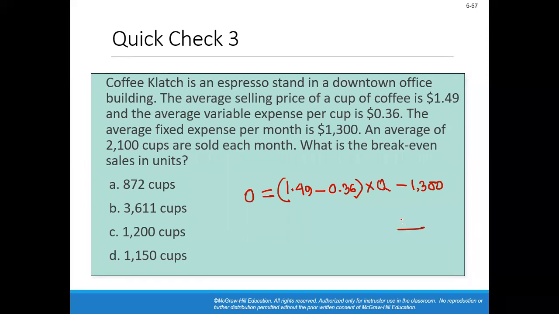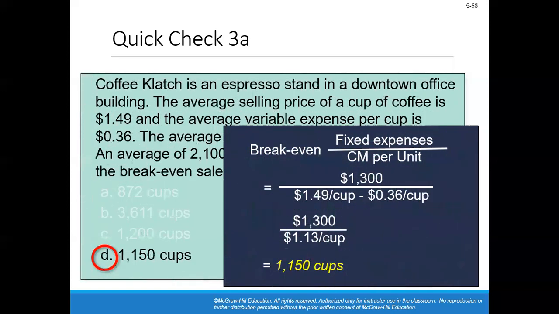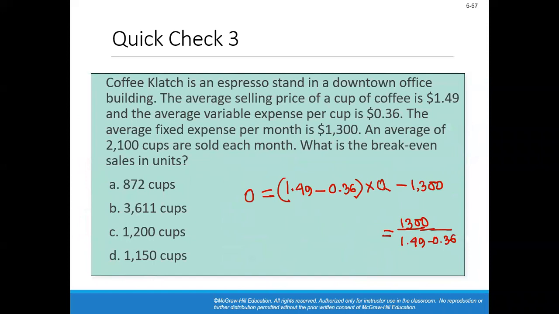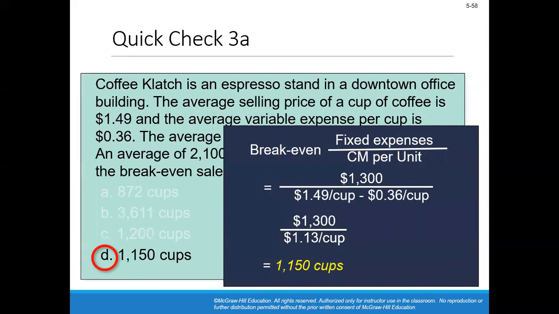Alternatively, what can we do? We can use the 1,300 fixed expense and divide this number by the contribution margin, which is 1.49 minus 0.36. If I'm not wrong, it should be the right thing. 1,300 divided by 1.49 minus 0.36. We see you have responded 1,150. Yeah, that is good. You have understood it well.